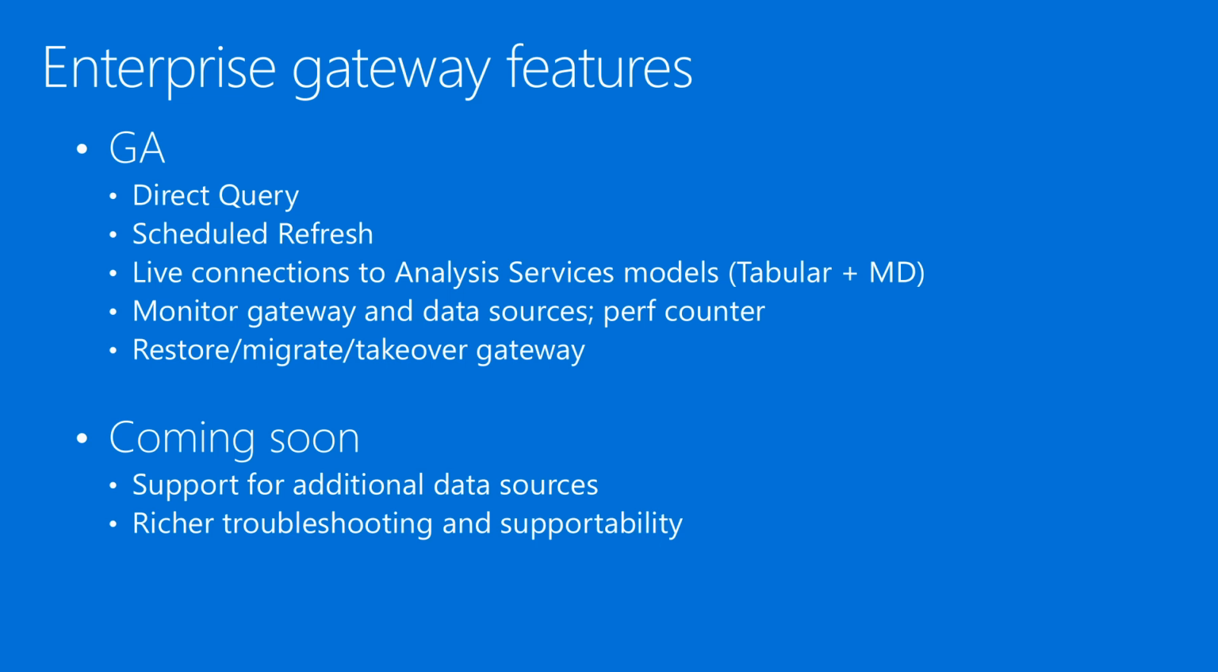And coming soon, we will be supporting additional data sources. If you're using the personal gateway, you will notice that we still don't have the same list of supported data sources between personal gateway and enterprise gateway. We're working on it. We'll be supporting, and hopefully we'll get a parity of supported data sources between both. So deciding whether to go between personal and enterprise will be based on your needs and not the supported data sources, hopefully. And finally, richer troubleshooting and supportability.